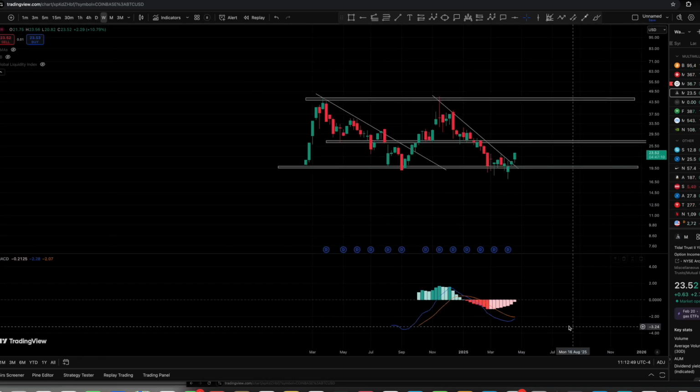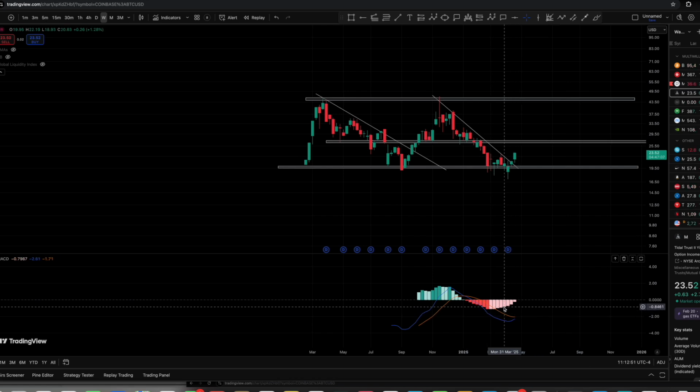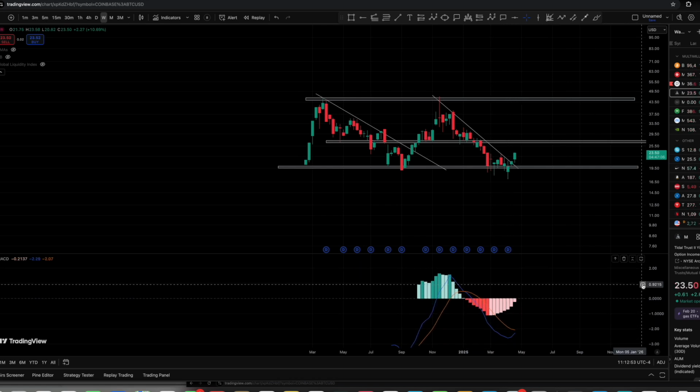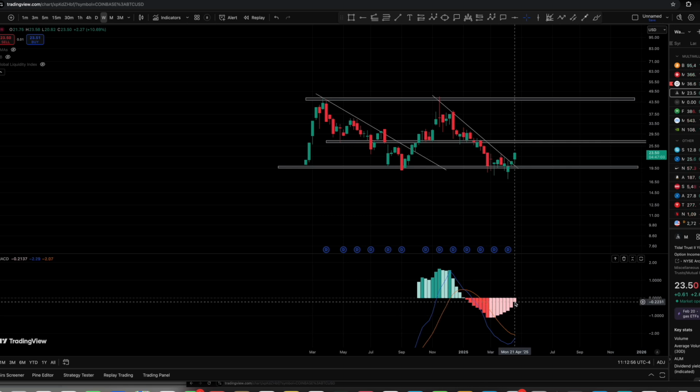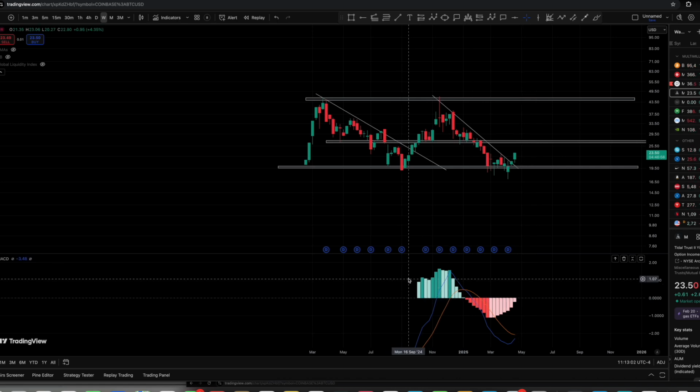And here on the weekly, we are curling back up, and the bearish momentum is almost gone. It has dwindled down almost to zero. So maybe two more weeks, or maybe next week, and we're back to green candles like we see here.